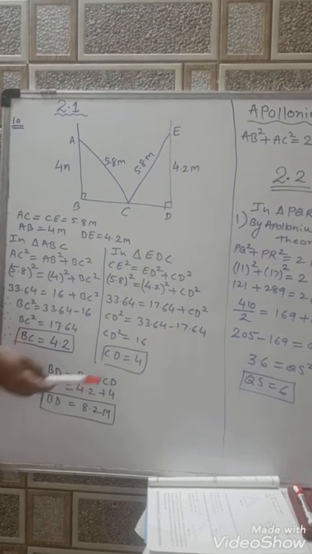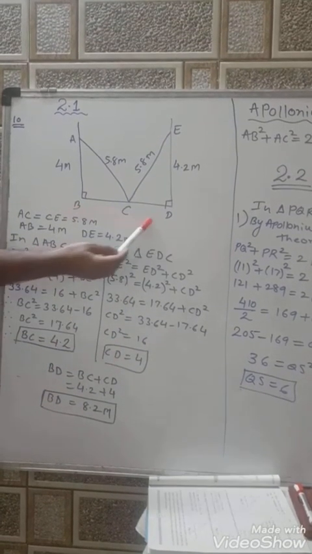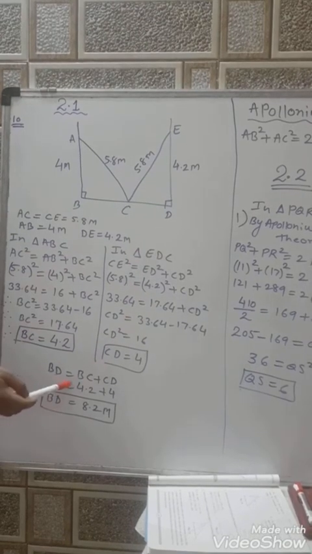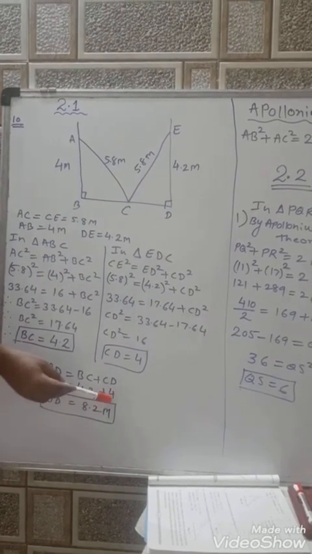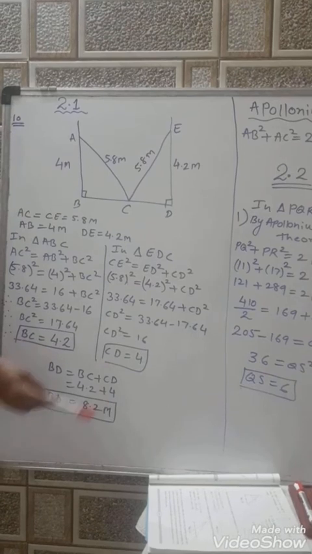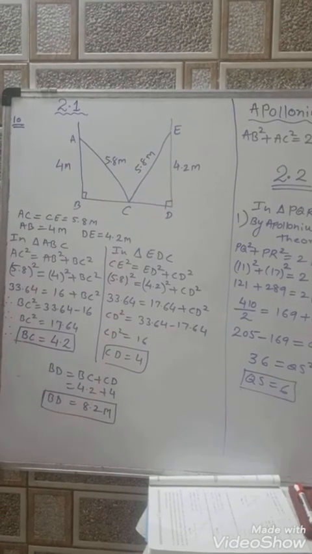Now you got BC, you got CD. So BC plus CD equals BD. BD is 4.2 plus 4, it is 8.2 meter. So this way we get the 10th one.